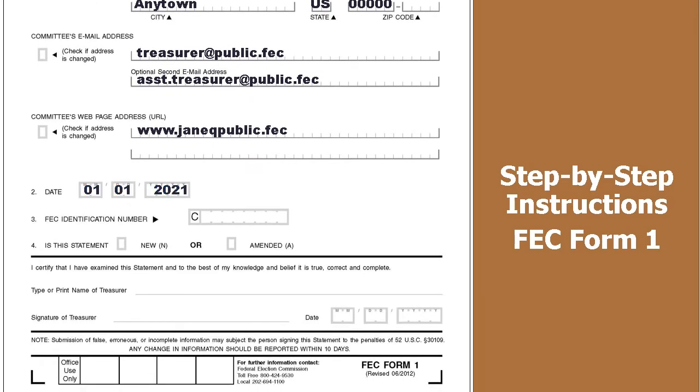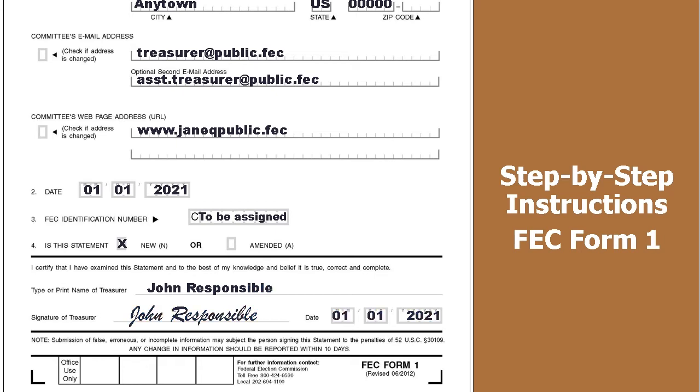On line 2, provide the date on which the candidate designated the committee as a principal campaign committee. The identification number requested on line 3 will be assigned by the Commission. The committee will then use this number on all reports and statements it files with the agency. On line 4, indicate whether this is a new or amended Form 1. At the bottom of page 1, the committee treasurer must sign and date the form.